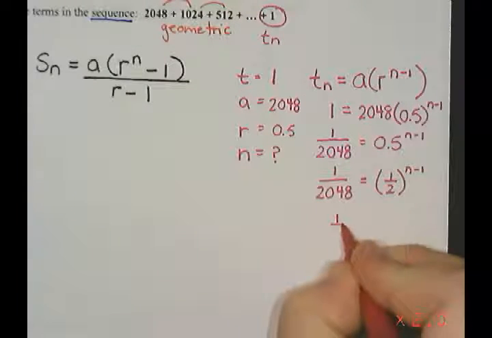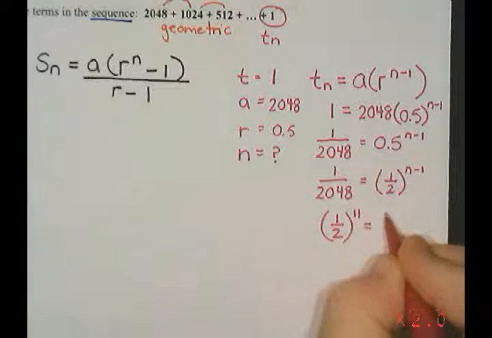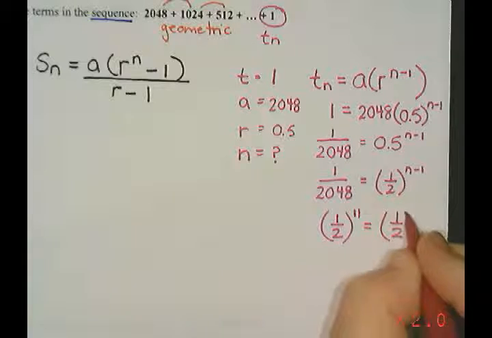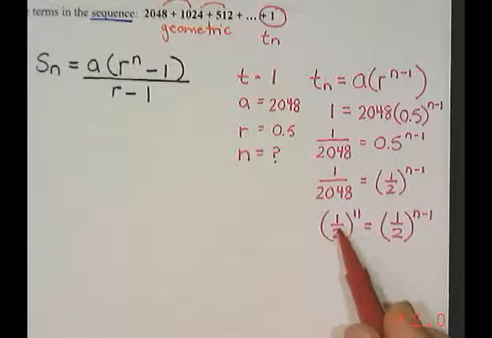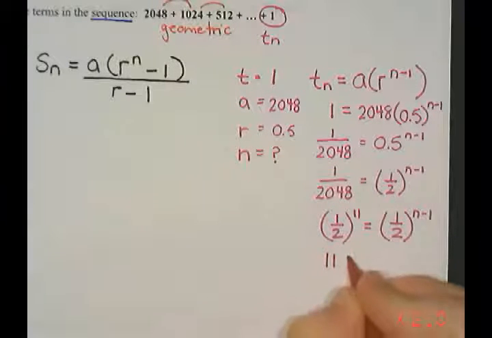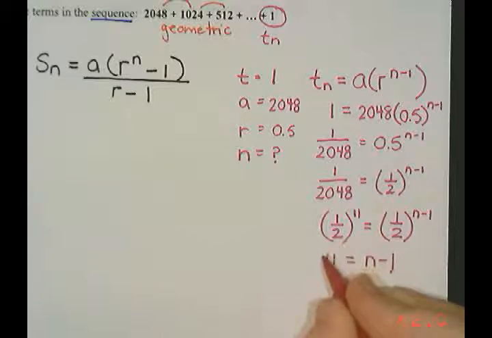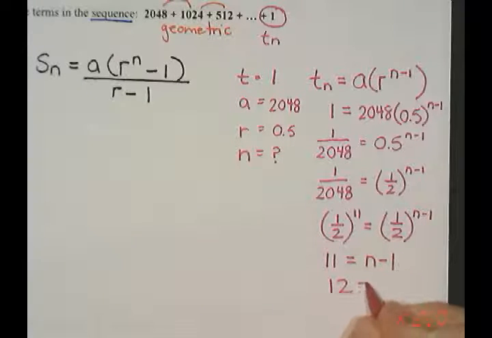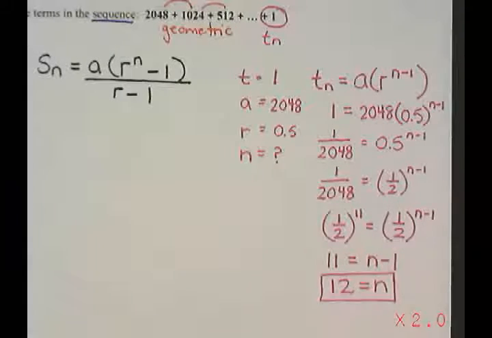So this is 1/2 to the power of 11 is 1/2 to the n take away 1. So since the bases are the same, the exponents are going to be equal. So 11 is going to equal n take away 1. I add 1 to the other side to get that there are 12 terms. So that was a lot of work just to figure out how many terms there were.